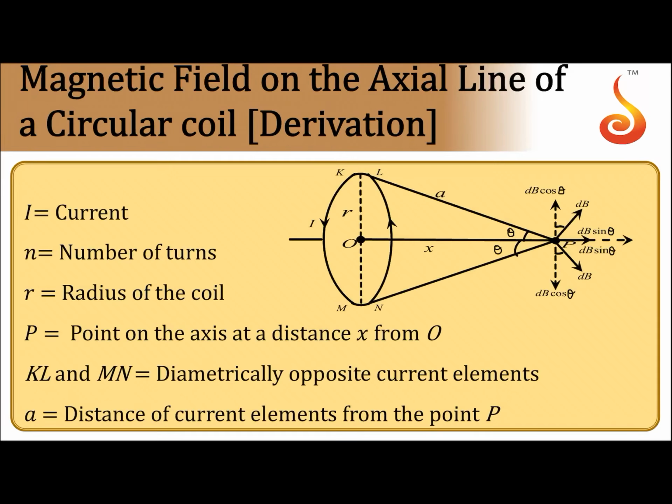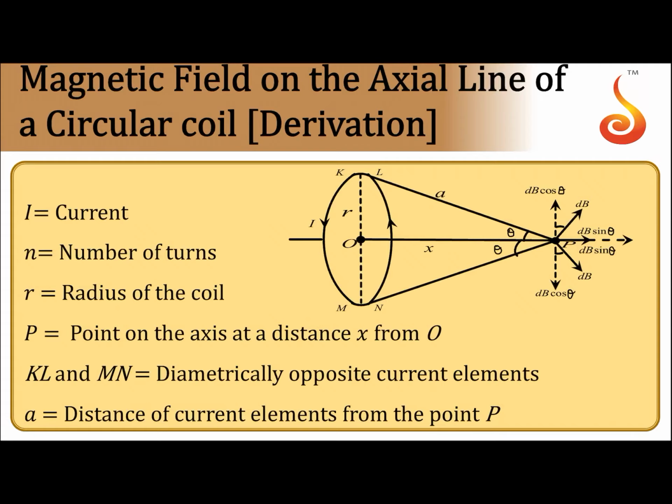Magnetic field at a point on the axis of a circular coil carrying current. So we'll consider a circular coil. Let us say this is the circular coil. O is the center of the circular coil. The plane of the coil is perpendicular to the plane of the board. So let us say it is carrying current I.